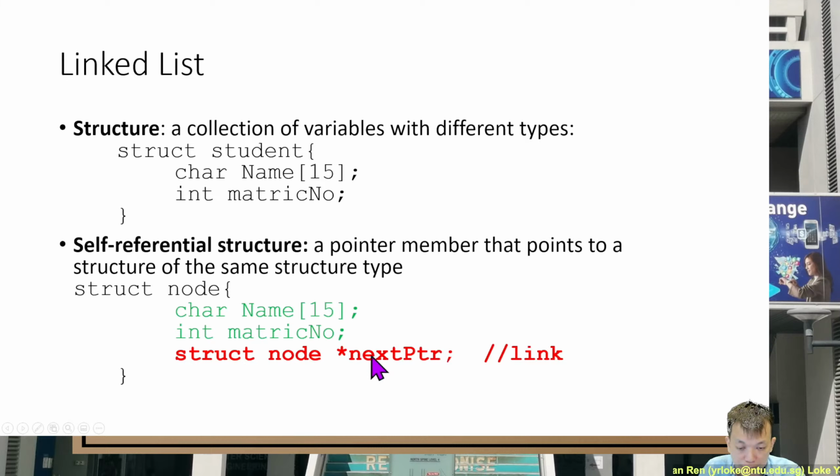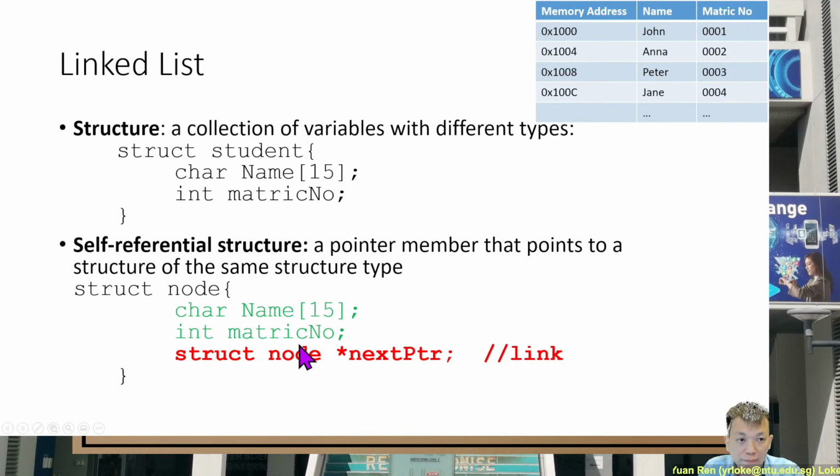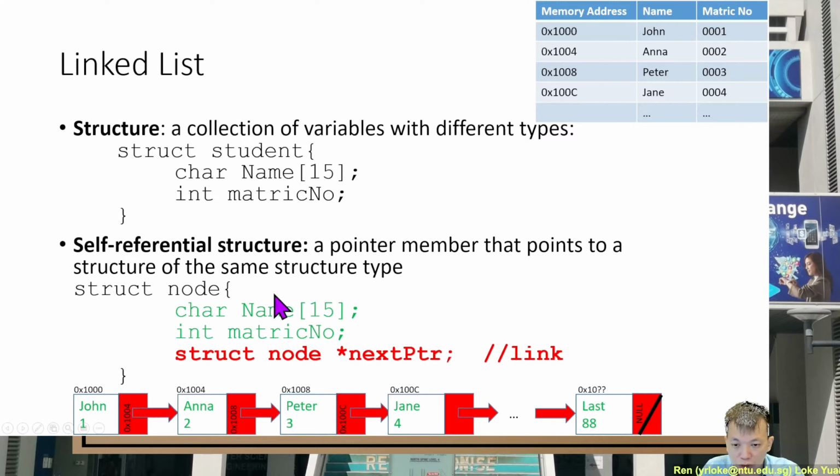So this particular member is a pointer which has the same structure type as the structure you declare. This is known as a self-referential structure. And this particular structure, you can think of as a node, containing the name and the matric number. At the same time, there is a pointer, and this pointer is the link, which contains the memory location of the next node.